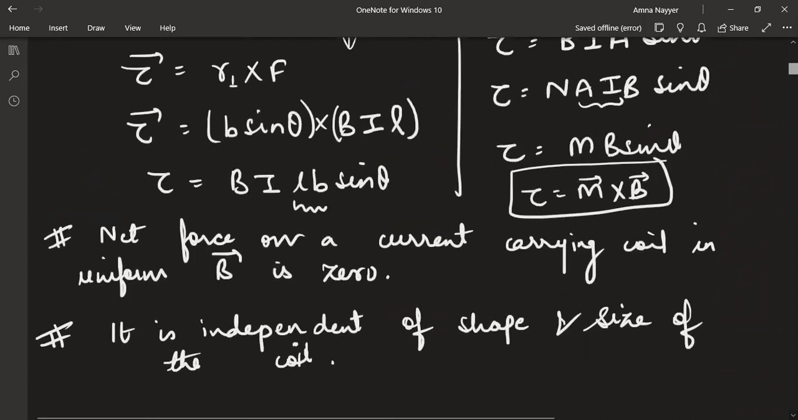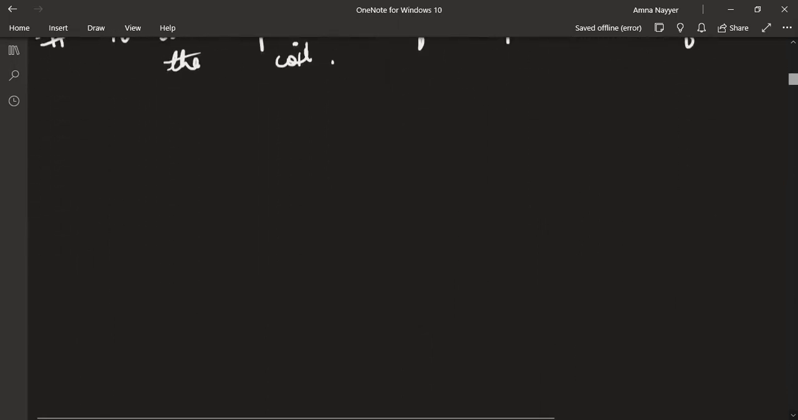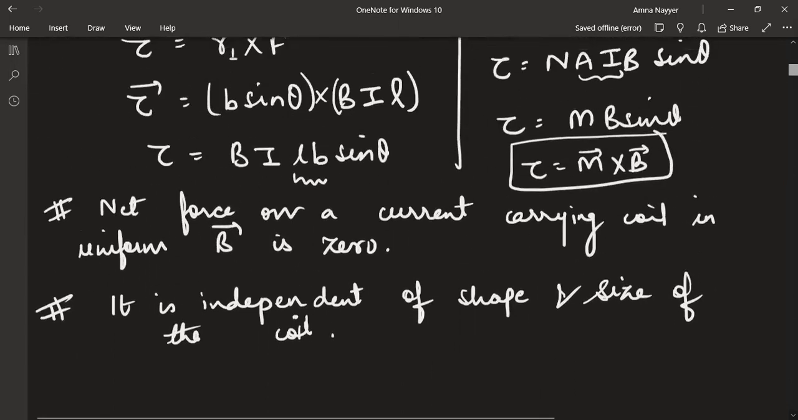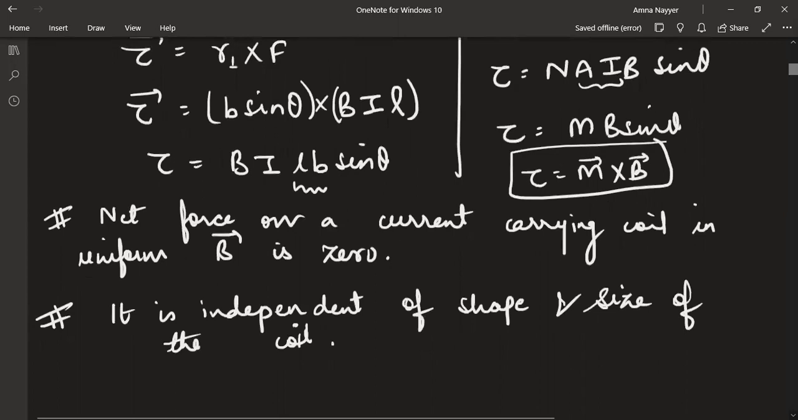Torque is M cross B, as well as you have NAIB as well. M is the magnetic moment, NAIB can also be used, NAIB sine theta. So the net force on a current carrying coil in a uniform magnetic field is 0, and it is independent of the shape and size of the coil. Now let us practice some questions on torque.